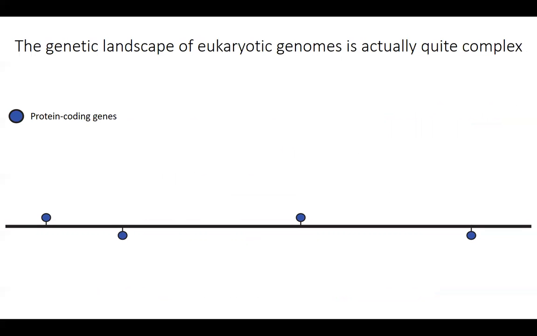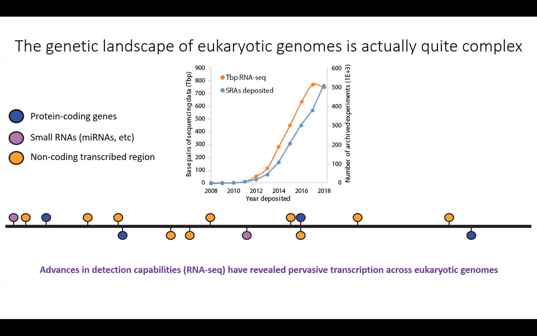It's really complex. We have protein coding genes and then small non-coding RNAs, like we talked about in the previous video, outlined here in purple. And then we can have other types of non-coding transcribed regions. Over the past decade or so, we've seen a really quick increase in the level of technology that we have to sequence these.